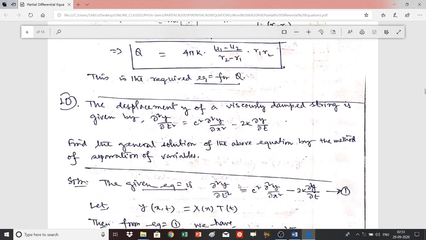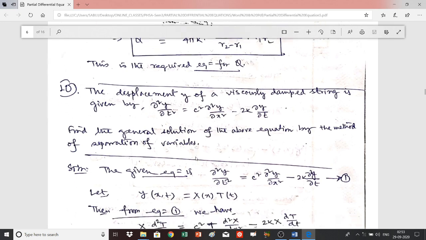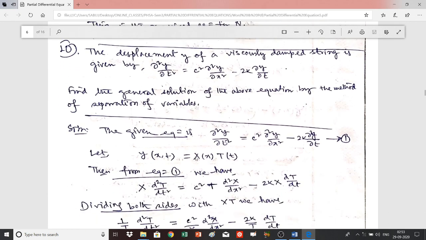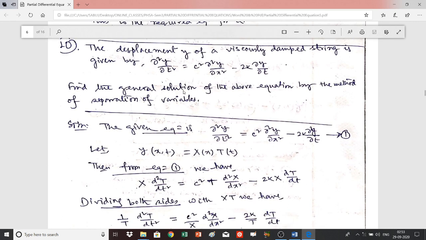So now another problem: the displacement y of a viscously damped string is given by del 2y by del t square is equal to c square del 2y by del x square minus 2k del y by del t. Find the general solution of the above equation by the method of separation of variables. So you have to solve this equation. Here is the equation, I have written it once again, and this is equation number 1.